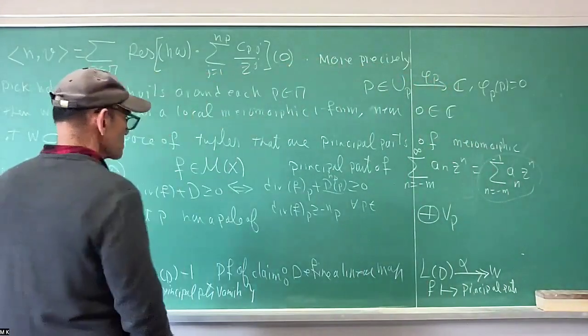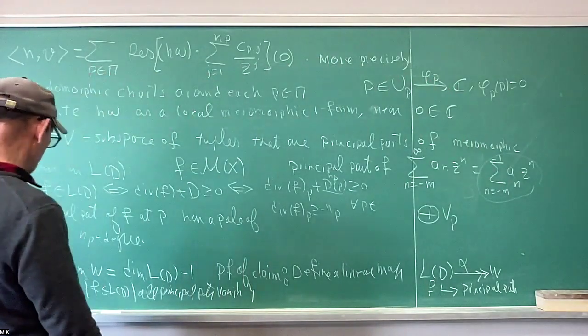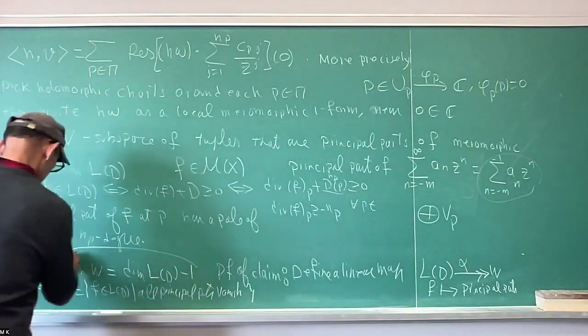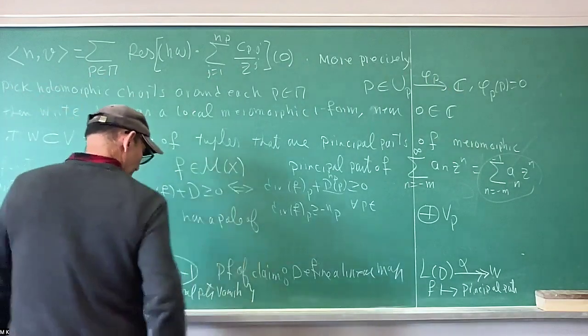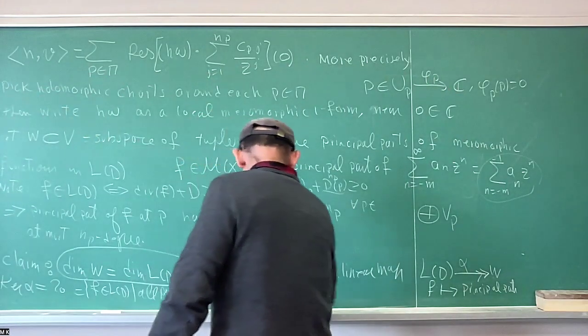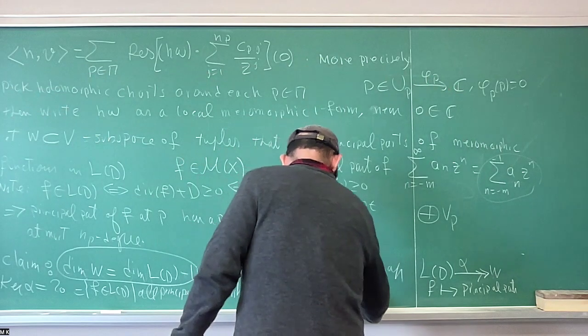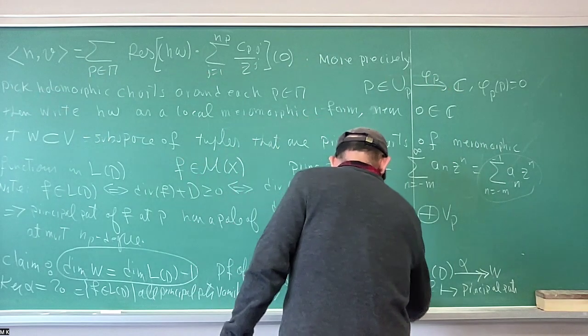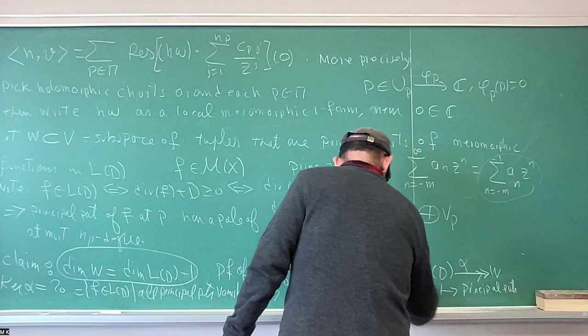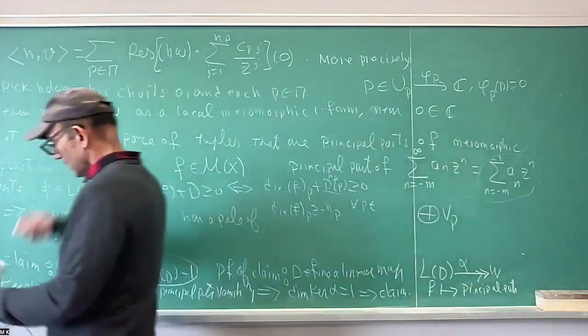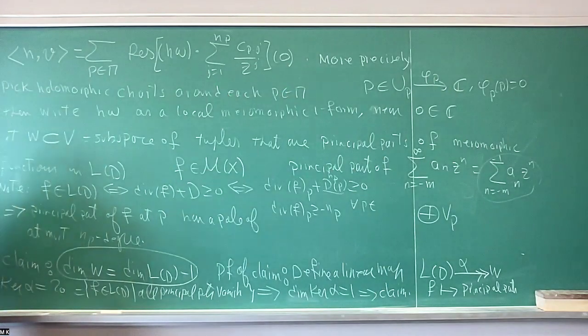What did I want to prove? This one. So let me finish here. This implies that the dimension of the kernel of alpha is equal to 1. This implies the claim. So the claim inside the proof is now proved.